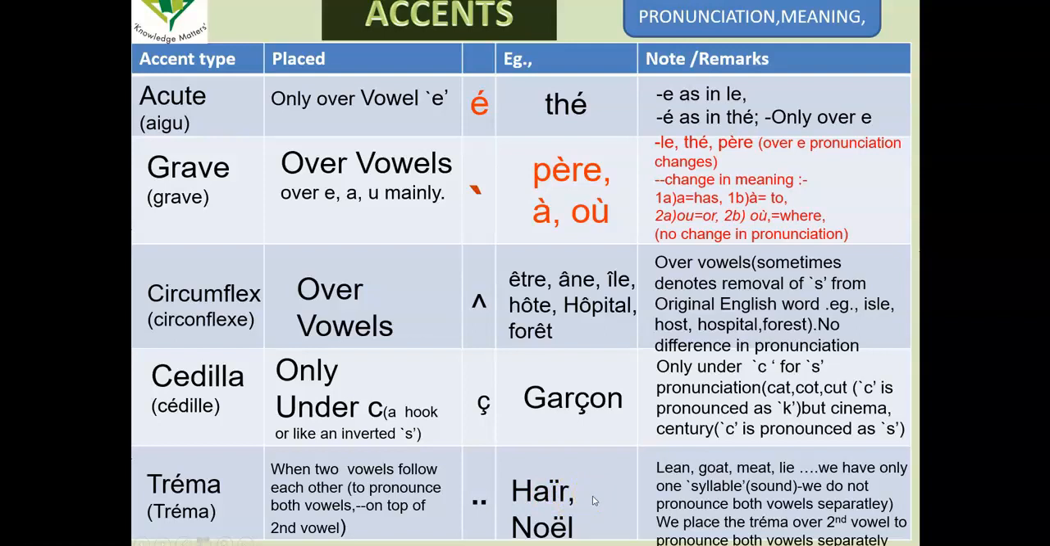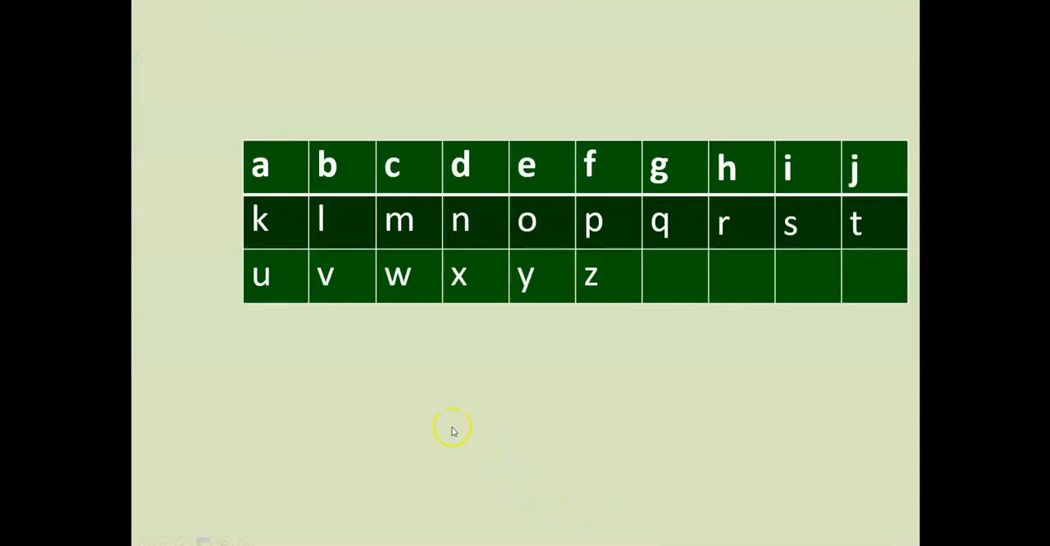I hope you are clear with the pronunciation of the alphabets and with the accents and the other punctuation marks in French. To conclude, let us repeat the alphabets once again. A, B, C, D, E, F, G, H, I, J, K, L, M, N, O, P, Q, R, S, T, U, V, W, X, Y, and Z.